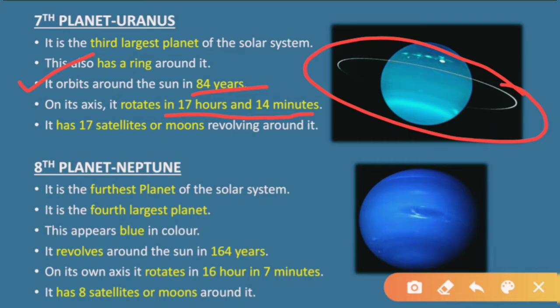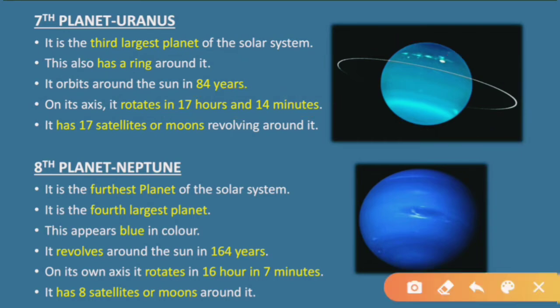17 hours and 14 minutes. Okay, now next is, it has 17 satellites or moons revolving around it. This planet Uranus has how many satellites which revolve around it? It has 17 satellites or moons. Okay, you can see the picture of planet Uranus.